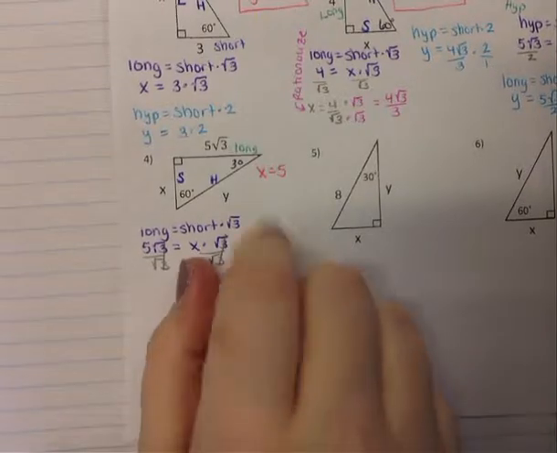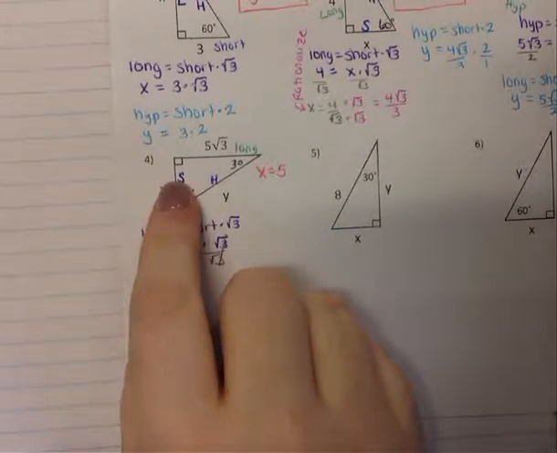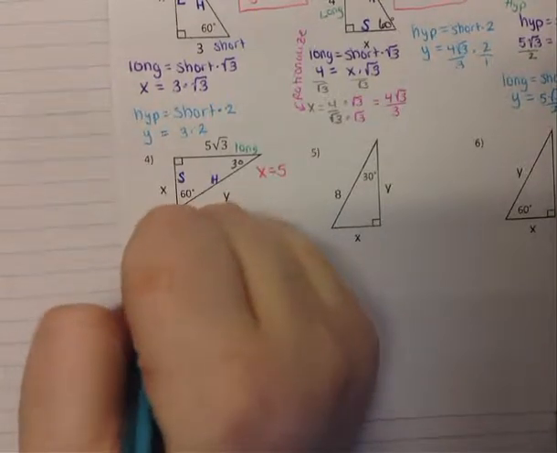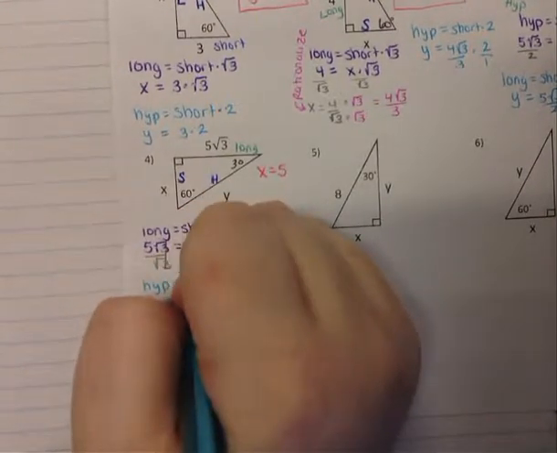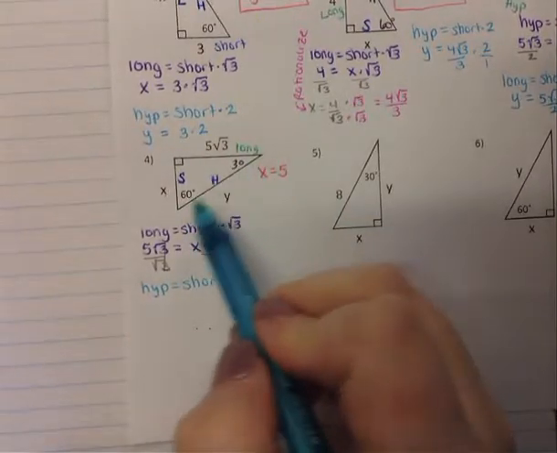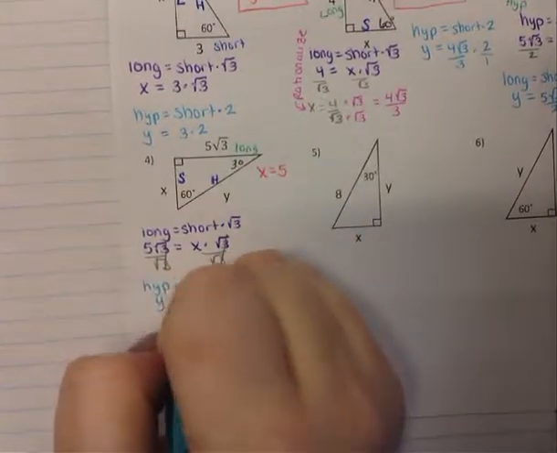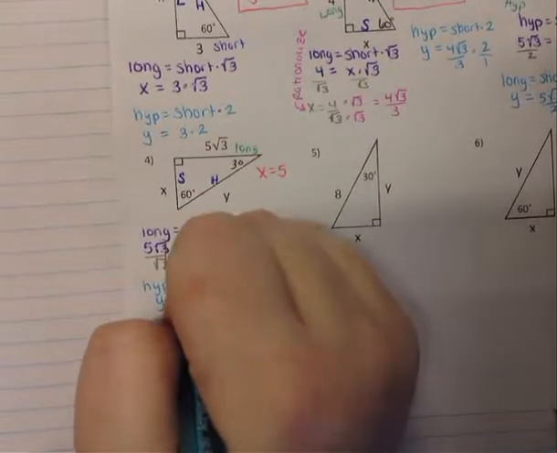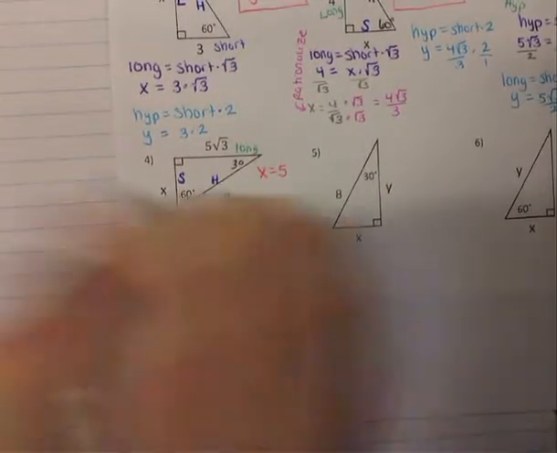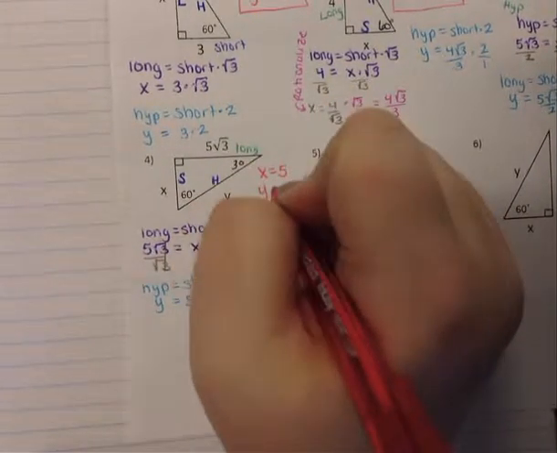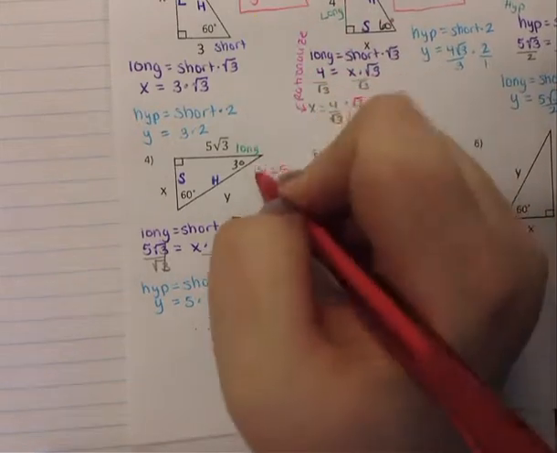So now that we have our short leg, x, we can find the hypotenuse. The hypotenuse is equal to your short leg times 2. The hypotenuse is represented by y. Our short leg was represented by x, which we just found as 5, times 2. 5 times 2 is 10. So our hypotenuse, y value, is equal to 10.